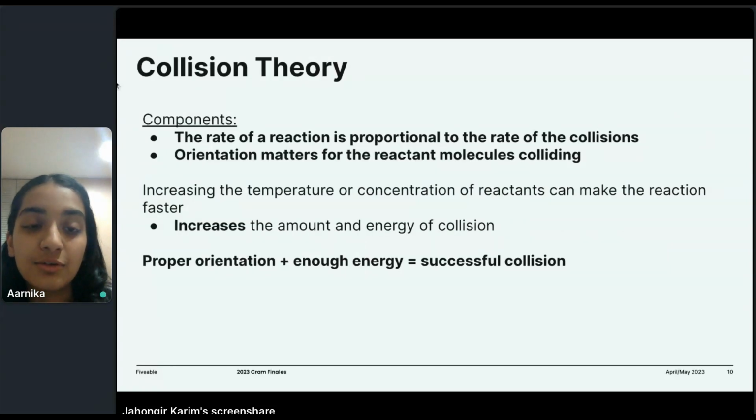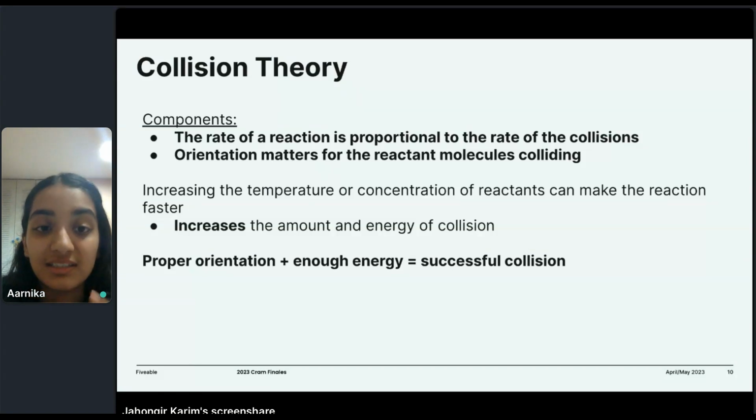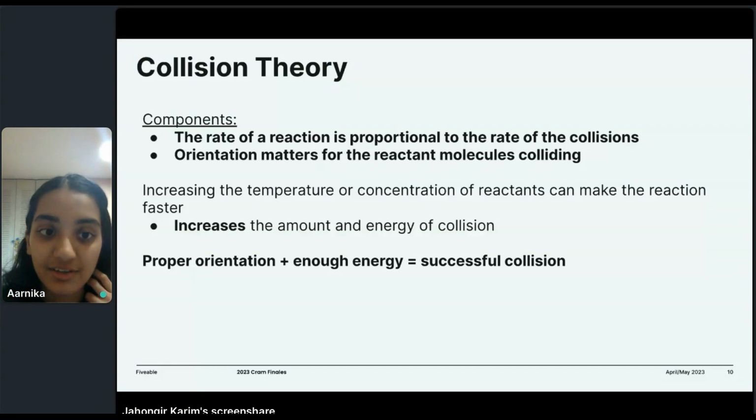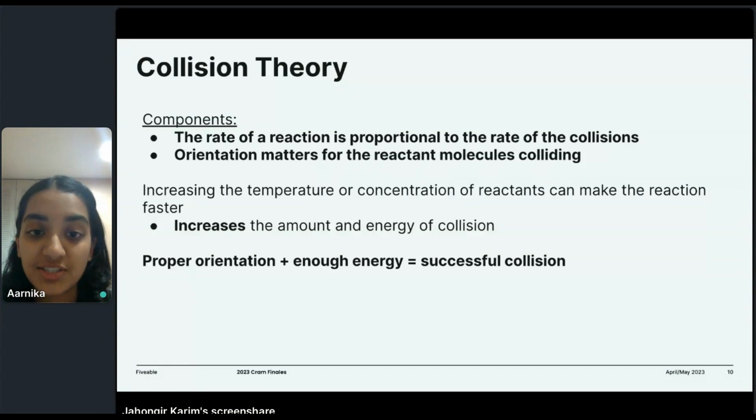All right. So for collision theory, it's important to know that the rate of a reaction is proportional to the rate of the collisions, and the orientation matters for the reactant molecules colliding. Because if the reactants are both like this and they're supposed to be like this, then the reaction can't occur. So increasing the temperature or the concentration of the reactants can make the reaction go faster, and this basically increases the amount of energy of the collision. And the proper orientation plus enough energy for the reaction to occur makes a successful collision.